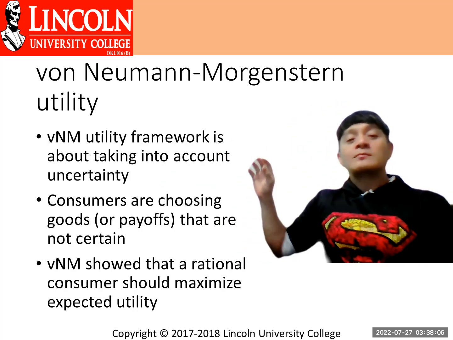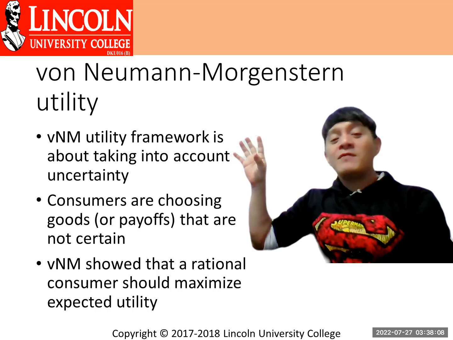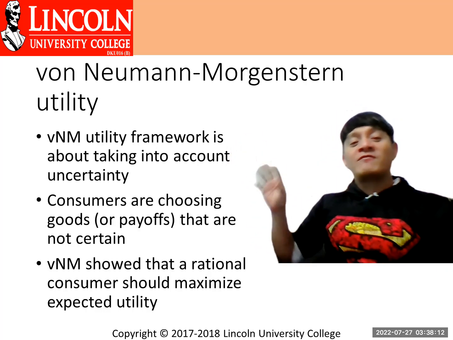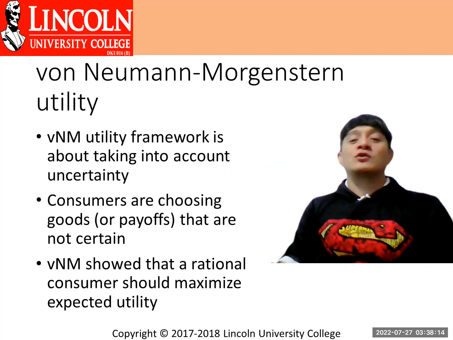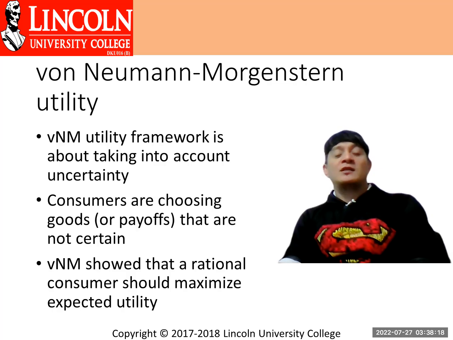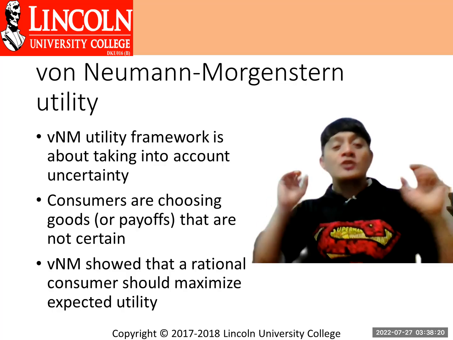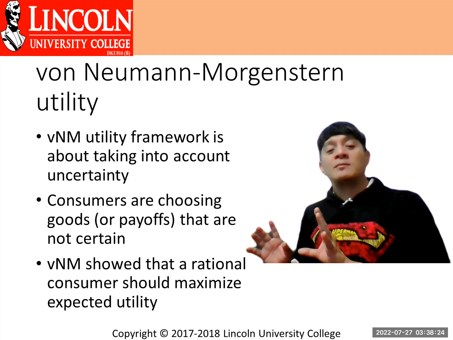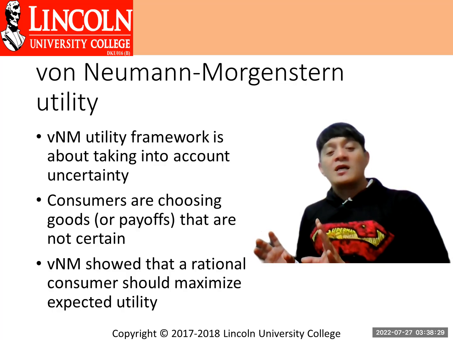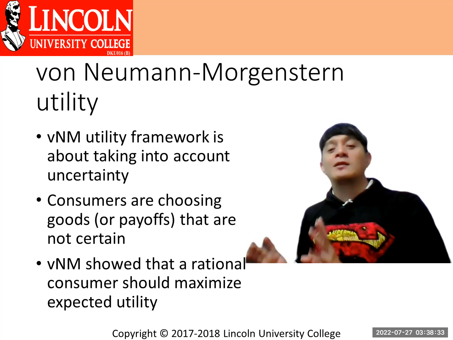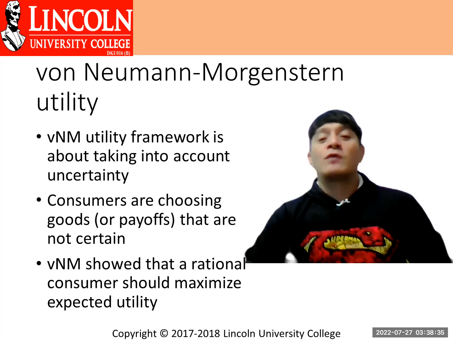Now, the VNM utility framework, the von Neumann Morgenstern utility framework, is about taking into consideration uncertainties. Consumers are sometimes choosing goods that are not certain, and under von Neumann Morgenstern, a rational consumer should maximize expected utilities.